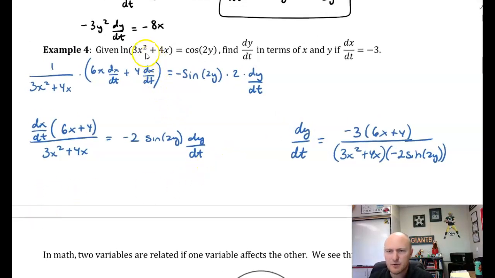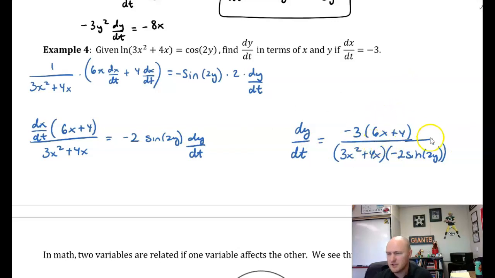All right, so here is the solution to the last example. I differentiated both sides. So we had 1 over 3x squared plus 4x times the derivative of the inside. The derivative of 3x squared plus 4x would be 6x times dx/dt plus 4 dx/dt. If you factored that out or multiplied by it after, you could do that. And then I just moved this expression into the numerator. And this is equal to negative 2 sine of 2y dy/dt. And then I just divided both sides by negative 2 sine of 2y. And here is our solution.